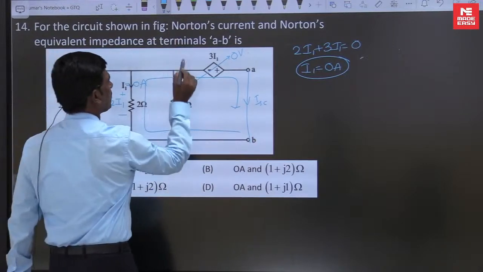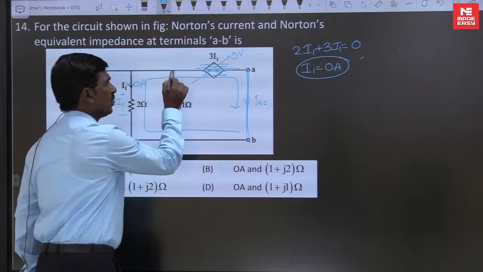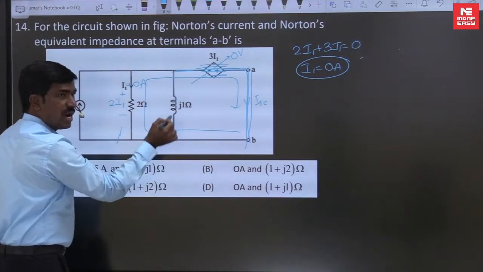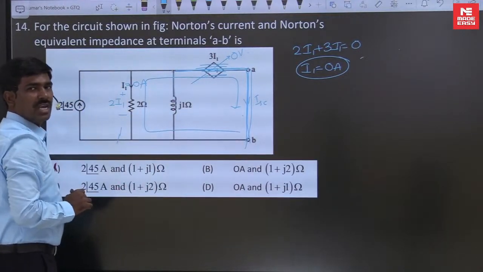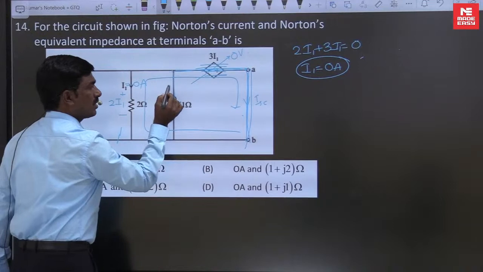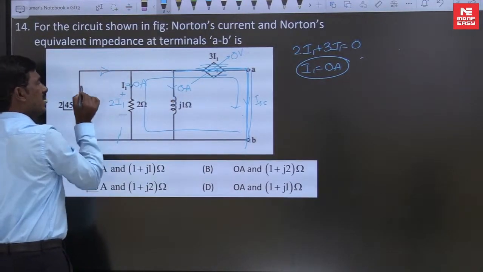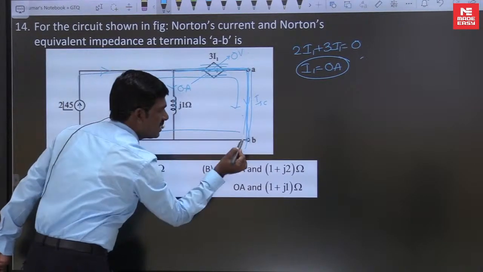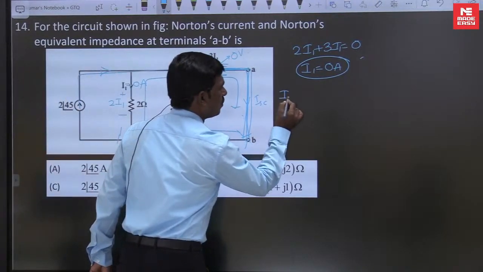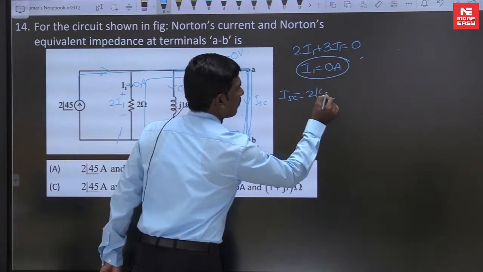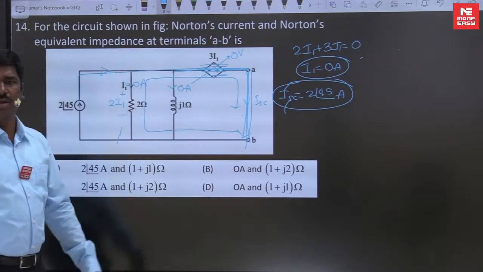So replace this, remove this. This is a short circuit. Across this short circuit no current will flow through the J1 ohms. It is in parallel with the short circuit branch, J1 is in parallel to the short circuit branch, therefore the current is 0 amperes. The current 2 angle 45 flows directly through the short circuit branch. So ISC is equal to 2 angle 45 amperes. Single step, only one step.